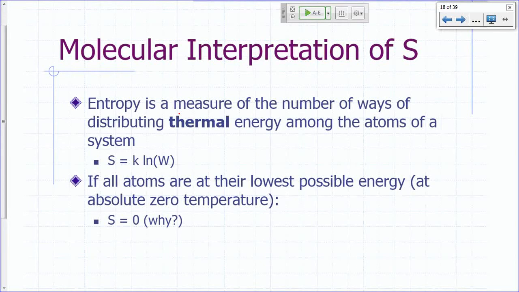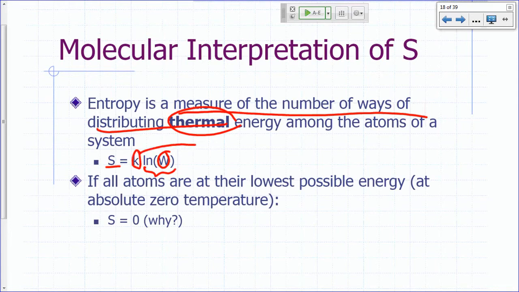and atoms. Entropy is really, for the most part, a measure of the number of ways of distributing the thermal energy among the atoms of a system. So it's a measure of the number of ways. If W is the number of ways, then the entropy can be defined as directly proportional to the natural log of W, where this proportionality constant k is known as Boltzmann's constant.